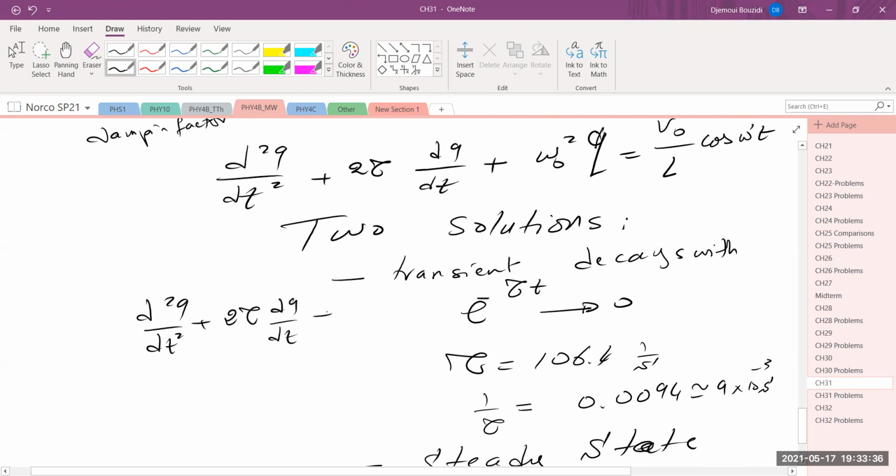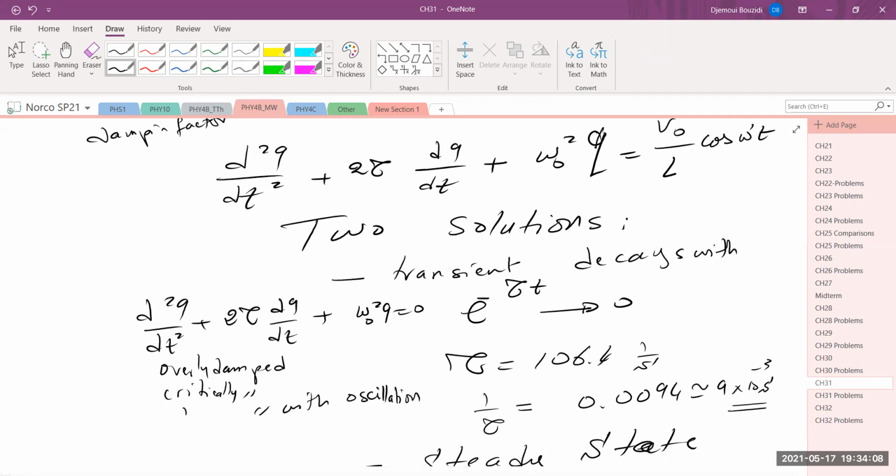And this, we have seen, leads to one of those three cases: either overdamped, or critically damped, or damped with oscillations. In either case, this is the time you have to wait for this thing to go to zero, practically, okay? If you think this is too short of a time, wait about hundredths of a second, or a tenth of a second, or a second. A second is plenty of time in here.